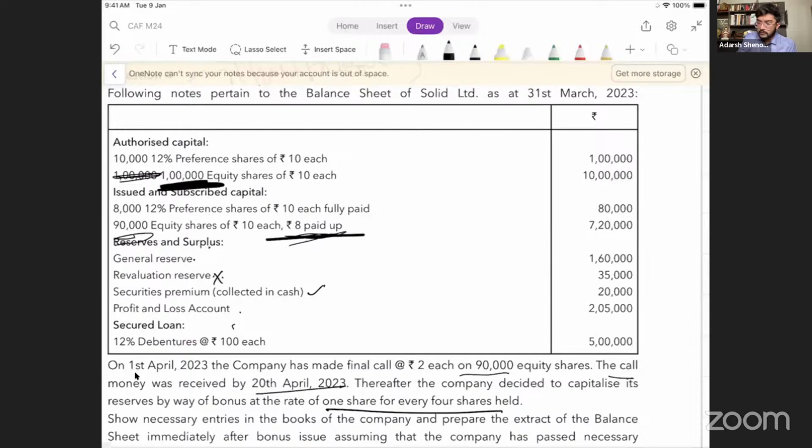Correct? 2,25,000. Of that, 20,000 I'm going to take from securities premium. So I need 2,05,000 more. For that I can use the general reserve and P&L. I can completely use P&L only, but we can use the general reserve also. General reserve 1,60,000 I will utilize.